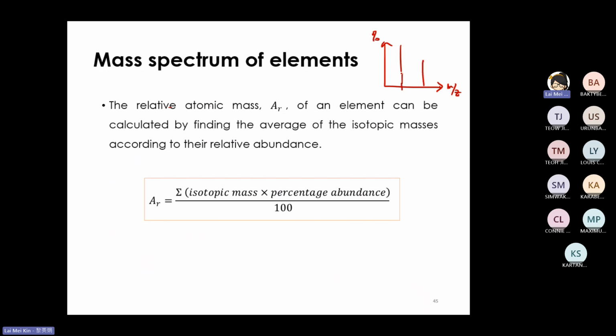Let's say just now you have chlorine 35, chlorine 37, 75%, 25%. How do you calculate relative atomic mass? Use the mass multiply by percentage. 35 multiply 75, plus everything, divided by total percentage, 100. All right, so the examples, I think we will discuss next class.